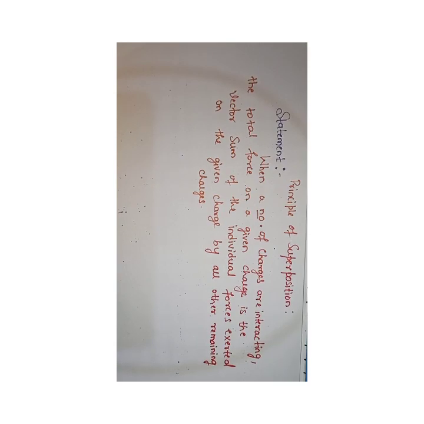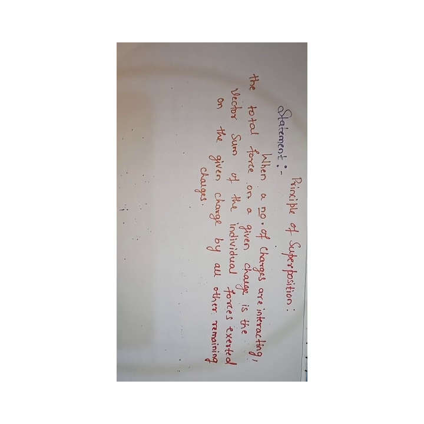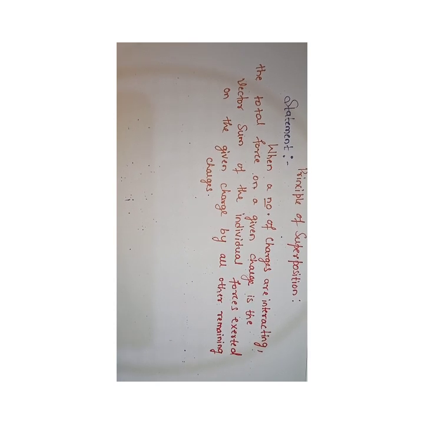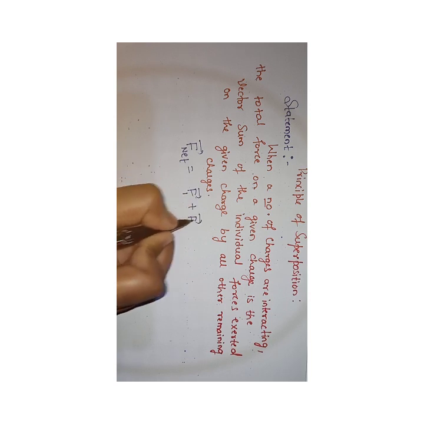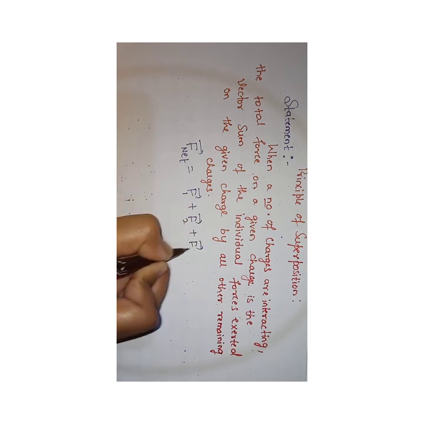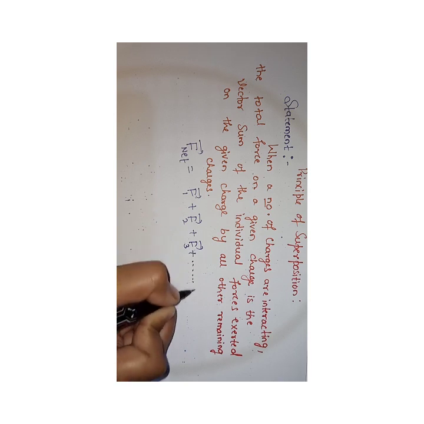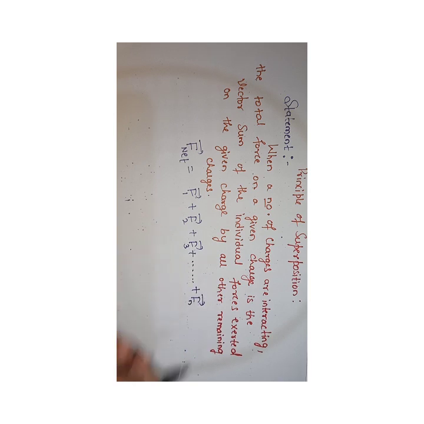So this is the statement: when a number of charges are interacting, the total force on a given charge is the vector sum of the individual forces exerted on a given charge by all other remaining charges. So we can write it in a mathematical expression. So its expression is vector F net is equal to vector F1 plus vector F2 plus vector F3, so on up till vector Fn.